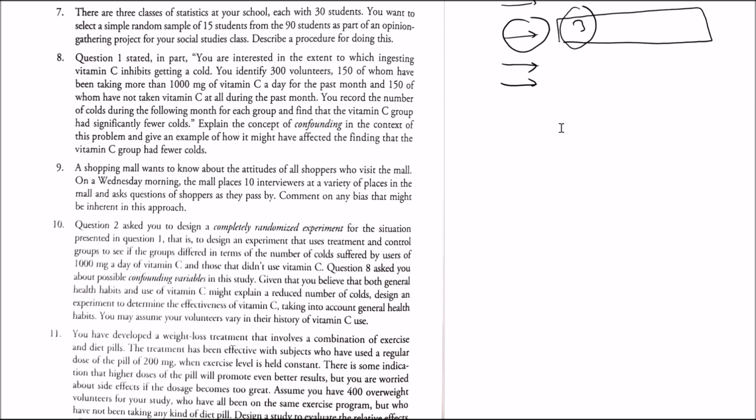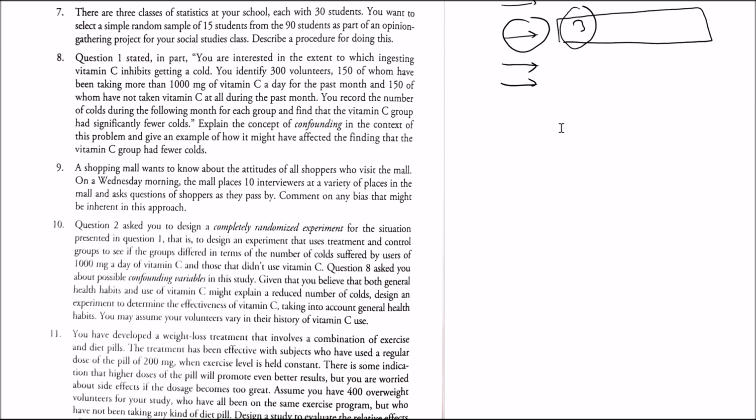And then, with unique numbers from 1 to 90, use a random number generator to generate 15 different numbers, so no repeats, between 1 and 90. And then survey or select those 15 students that correspond to the numbers generated, right? As part of your sample. So that's one way to do it.